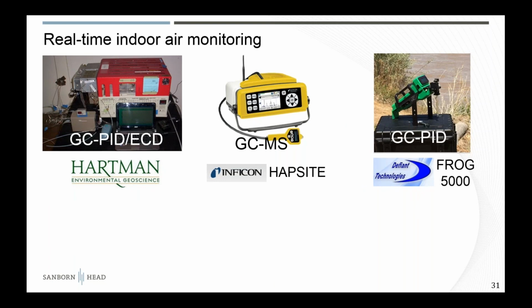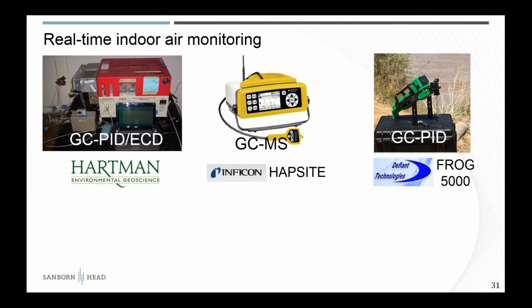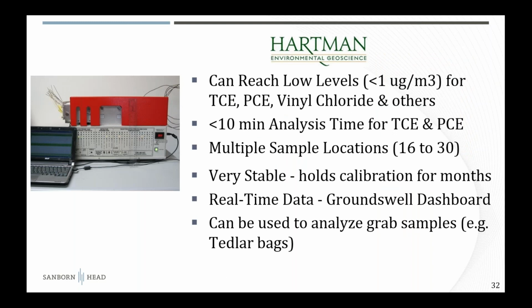Real-time monitoring is very, very powerful in assessing temporal variability of indoor air concentrations. Here are some examples of the instrumentation that's used. HAPSITE might be one of the more familiar ones. The Frog 5000 is also an instrument that can be used for real-time monitoring. This is the gas chromatograph ECD that Hartman Environmental Geosciences offers. It's an instrument that can be set up and achieve very low levels, the levels we're interested in for risk assessment for most of the compounds we're interested in.